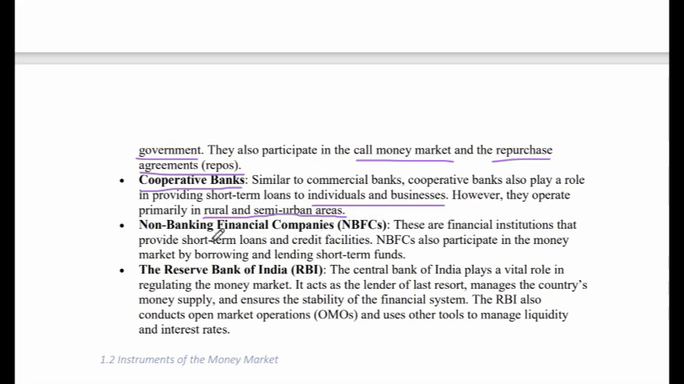Non-banking financial companies, NBFCs. These are financial institutions that provide short-term loans and credit facilities. NBFCs also participate in the money market by borrowing and lending short-term funds. Reserve Bank of India.